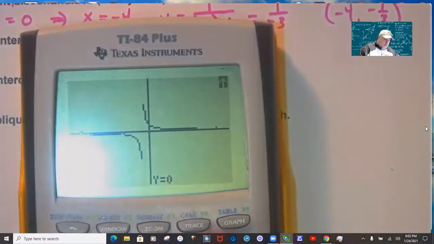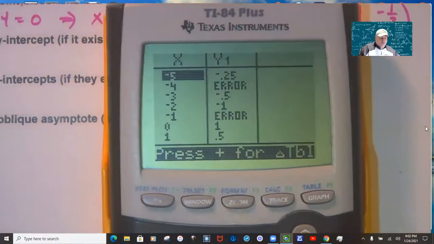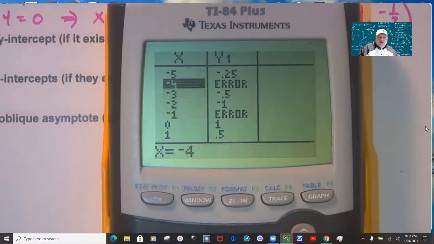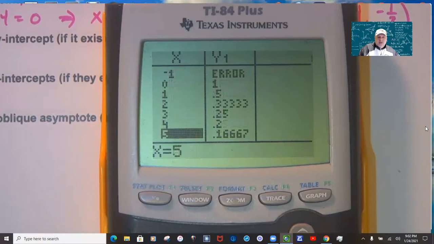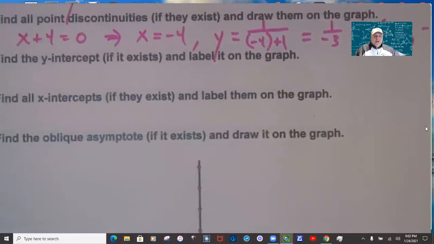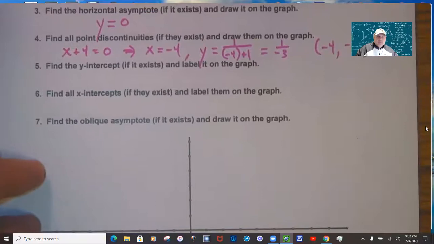And what you also need to know is the vertical asymptote at -1 and the point discontinuity at -4 show up as errors on your table. And then, of course, the y-intercept is at 0. And the x-intercept is when y equals 0, which there's not an x-intercept here. You'll find that out. So there's always ways of finding out on the table these things.